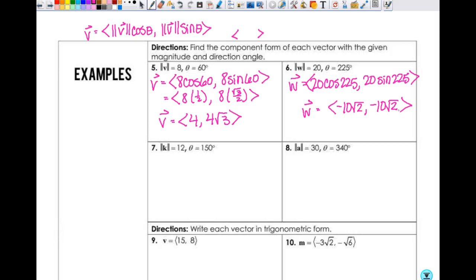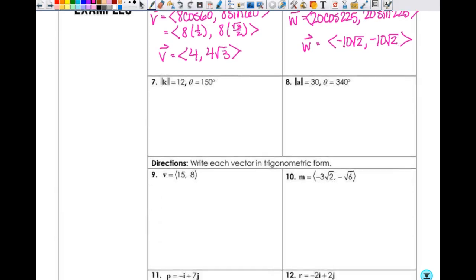Okay, so then you pause the video and you do number 7 and 8. Once you're done with that, then unpause it. See if we agree on what to do. So I'm going to do for k, this is going to be equal to 12 times the cosine of 150, 12 times the sine of 150. So once I type all that in, I get that k is equal to negative 6 square root of 3, 6.